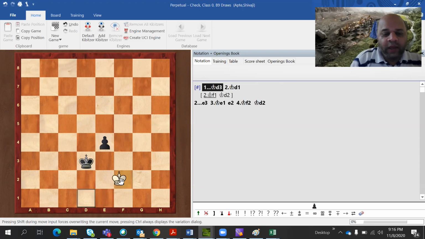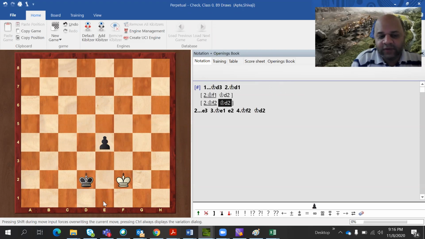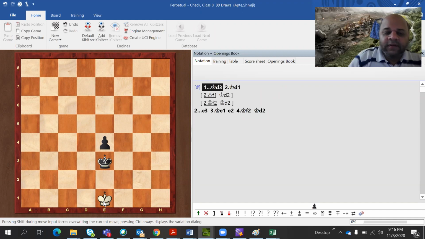Even if you go to f2, then also the king will come here, and then also he is controlling all the three squares. So there is no real way, basically. Okay, and all of this is possible because the king is on the edge of the board, and you have reached the thing.